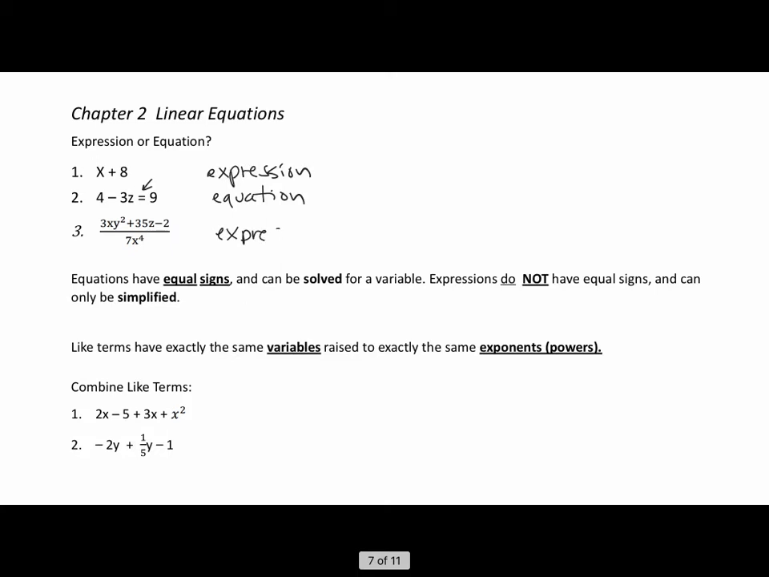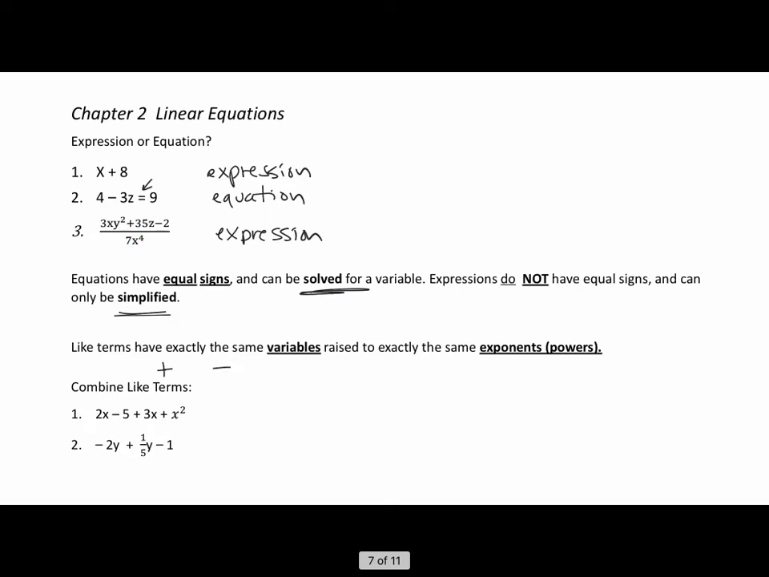That's an expression. It's important to know the difference between these two because equations have equal signs and you can solve for the variable that's in the equation. On the other hand, expressions do not have equal signs and you can only simplify expressions. You can't solve them. So like terms are terms that have exactly the same variables raised to exactly the same exponents, and terms are separated by addition and subtraction.